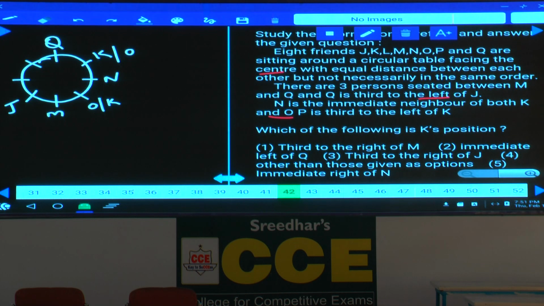And P is south to the left of K. As P is south to the left of K, if K is here, then 1, 2, 3, P and M must be in the same place, which is not possible, which implies that K cannot be here.